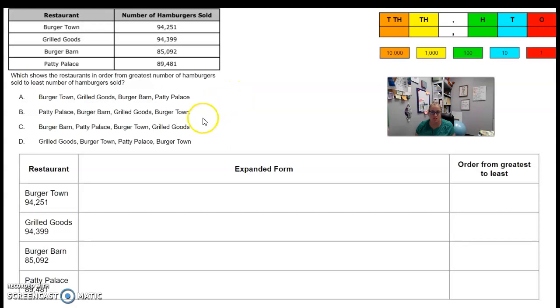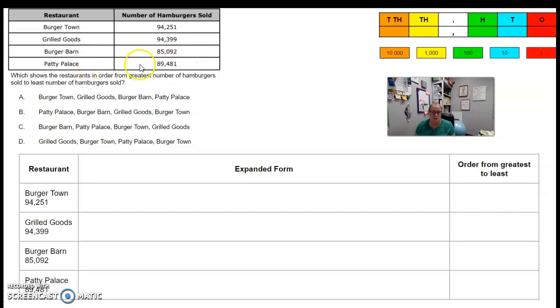The next question is showing us a table, and the table has restaurants and the number of hamburgers sold. At BurgerTown, they sold 94,251 hamburgers. Grilled Goods sold 94,399 hamburgers. Burger Barn sold 85,092 hamburgers.